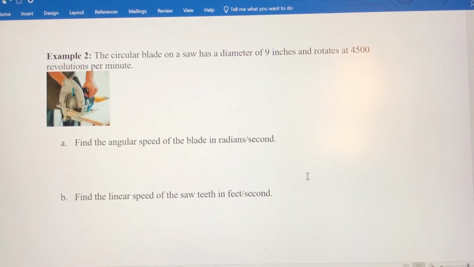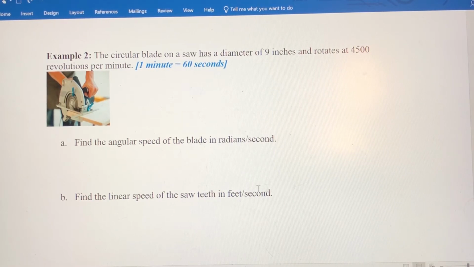In example 2, we've got a circular blade on a saw that has a diameter of 9 inches. Remember, that's diameter. We need the radius eventually, so we're going to have to cut that in half. And this saw rotates at full speed at 4,500 revolutions per minute. Here we're given minutes for time, but in both of the problems we're asking for seconds, so we're going to have to use the conversion factor 1 minute equals 60 seconds.